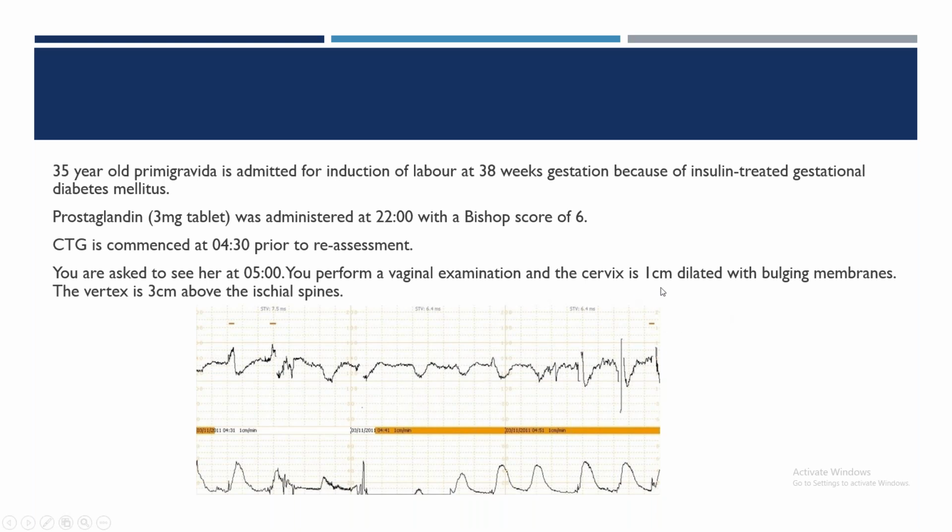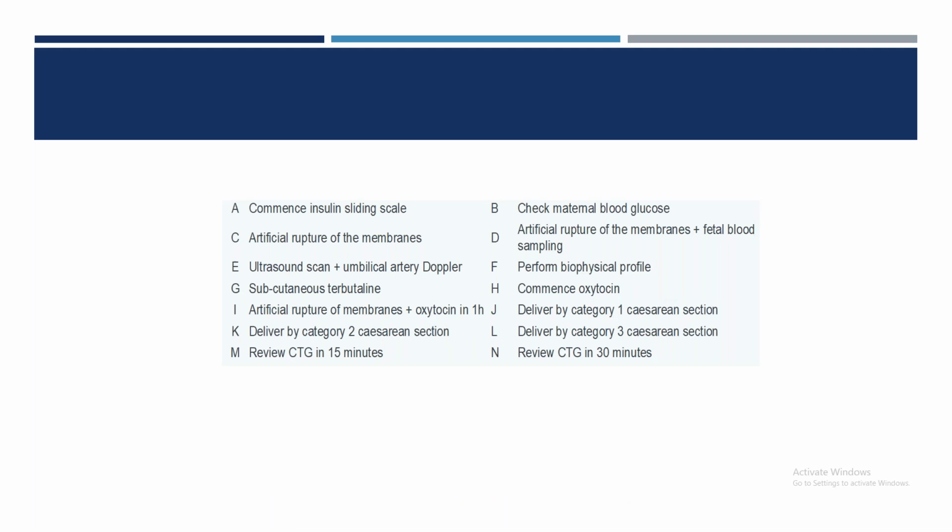With the cervix 1 centimeter dilated, what is your next management? Cesarean section. Which category, category 1 or category 2? It becomes category 2, because there is no acute hypoxia. So it is a category 2 cesarean section.